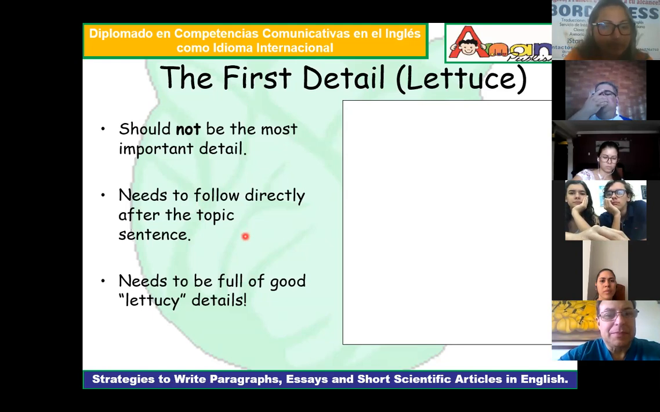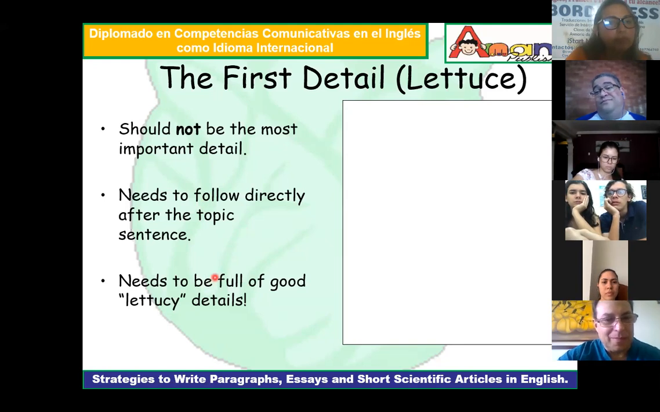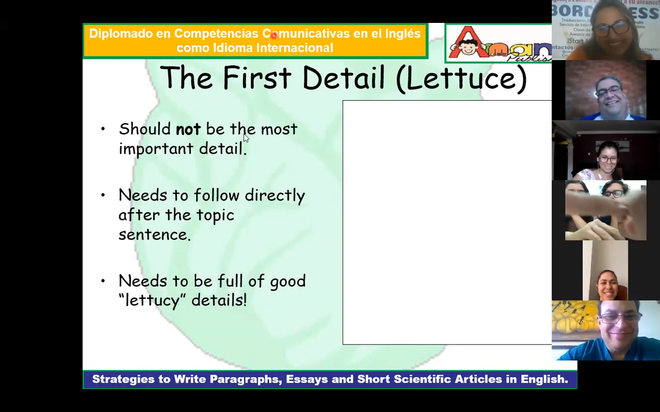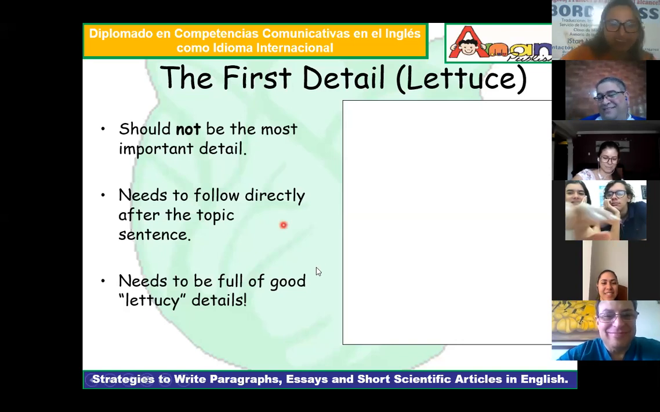And after that it needs to be full of good literacy details. ¿Qué querrá decir literacy? Como lechugosito. Lechugosito. Sí, sí, exactamente. Tiene que tener detalles lechugosos. Lechugositos. You understand? Exactly.